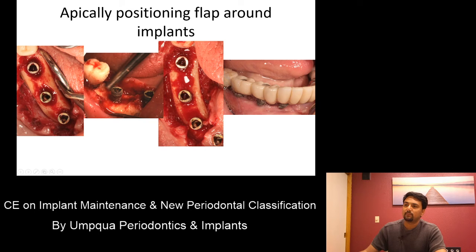This is an example of the apically positioned flap, and I do employ this option in a few cases. For example, this lady had a lower fixed prosthesis on 5 implants, out of which 3 were failing, and you can see in the picture on the extreme left that the implants have a circumferential defect around them. And if she were to lose these 3 implants, the whole prosthesis would fail, and she didn't want to go back to a removable prosthesis.